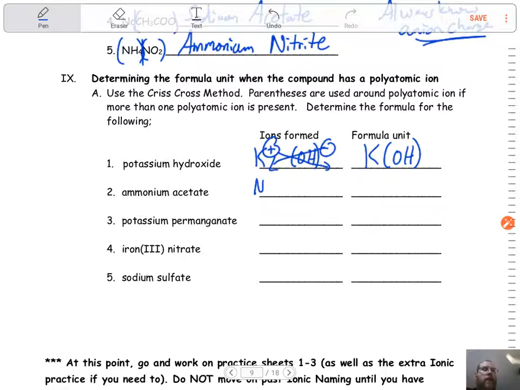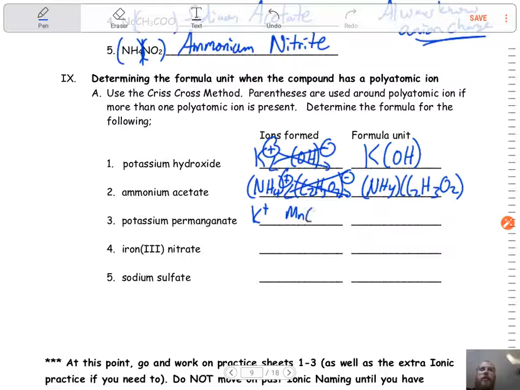Next one, ammonium, NH4 plus, and acetate. Doesn't matter which formula, guys, you use. Just pick one. Crisscross method. So NH4 in parentheses. I'm going to put parentheses around my other guy. Again, since there's only one of each, you don't necessarily have to do the parentheses. It's just a good habit to get into. Potassium, K+, permanganate, MnO4 in parentheses with a minus. Just like this.